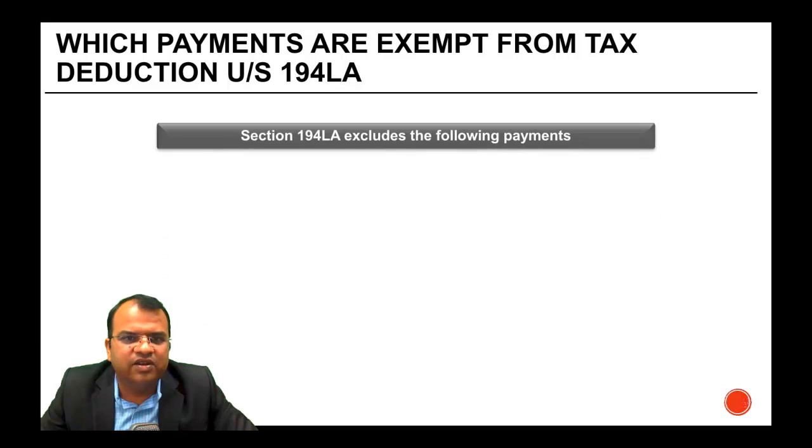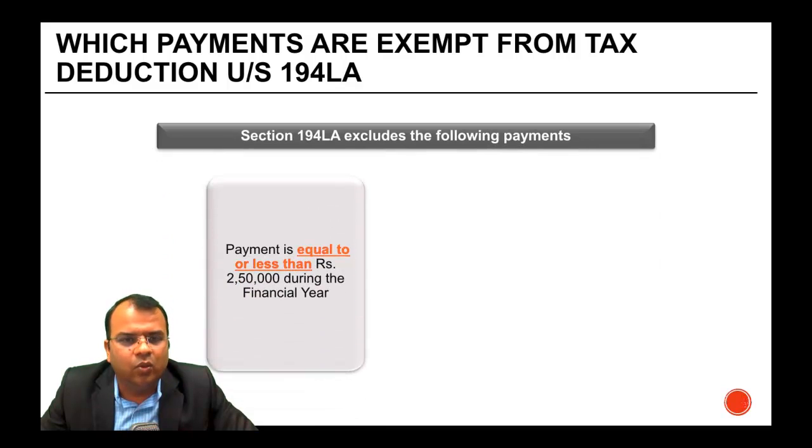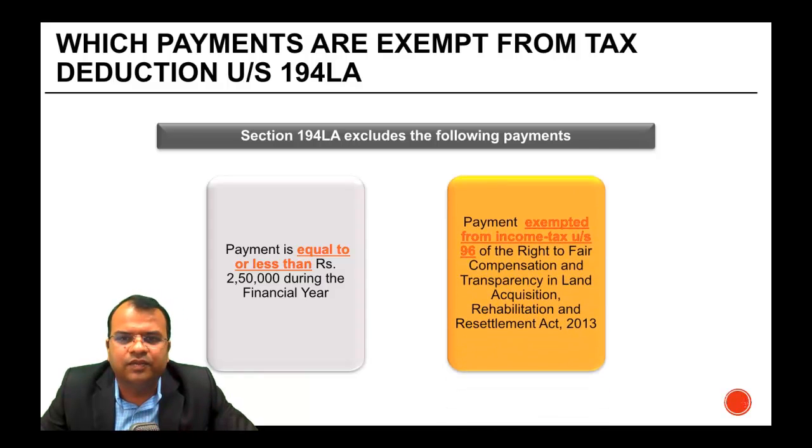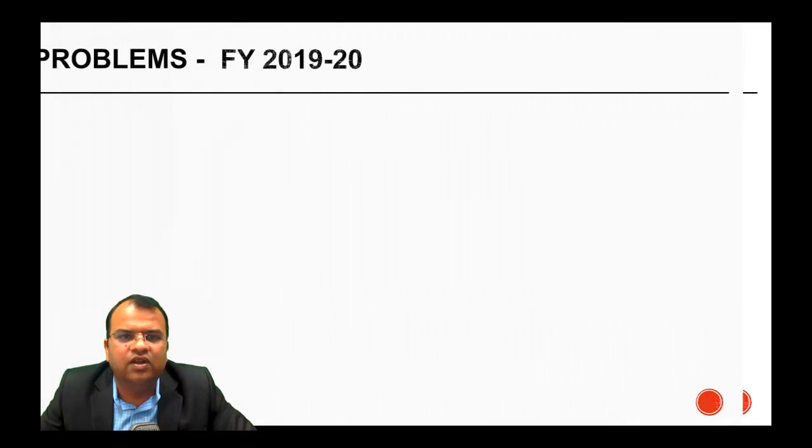Now, which payments are exempt under section 194 LA? One, if the payment is equal to or less than 2,50,000 during the financial year. So it has to be 2,50,000 plus. And two, if the payment is exempted from income tax under section 96 of the Right to Fair Compensation and Transparency in Land Acquisition, Rehabilitation and Resettlement Act of 2013. So if these two cases are the ones which you are referring to, there is no requirement to deduct TDS under section 194 LA.